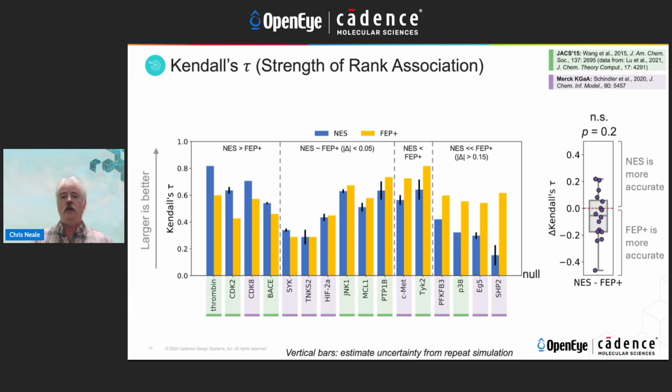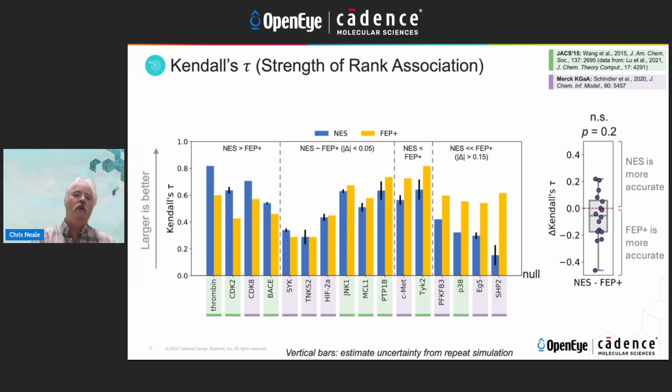And so what you can see is there are a variety of different performances for different targets. For SHP2 and EG5, FEP+ is dramatically outperforming, would be much more useful for those targets in your DMTA cycles. And on the left-hand side, thrombin, CDK2, CDK8 are providing more value from NES in terms of your weekly DMTA cycles.